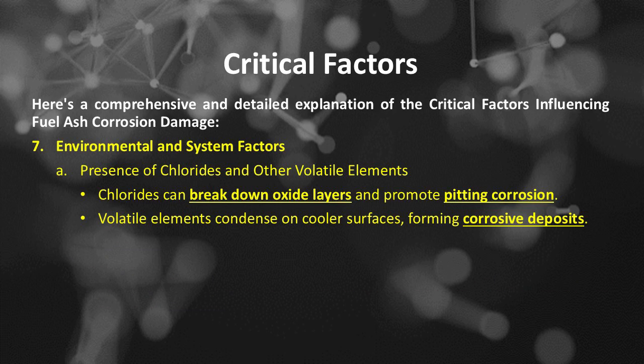Number 7. Environmental and system factors. Number A. Presence of chlorides and other volatile elements. Chlorides can break down oxide layers and promote pitting corrosion. Volatile elements condense on cooler surfaces, forming corrosive deposits.